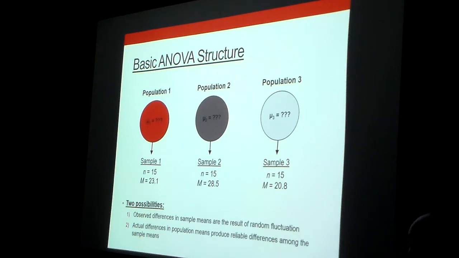Population 1, 2, and 3 all have different means, or at least one of them has a different mean. Perhaps the differences that we're seeing in these sample means are driven by a true difference in their respective population means. So just like before, 1, it could just be random variation, or 2, it could be an effect that's attributable to a real difference in our population. Questions about this?